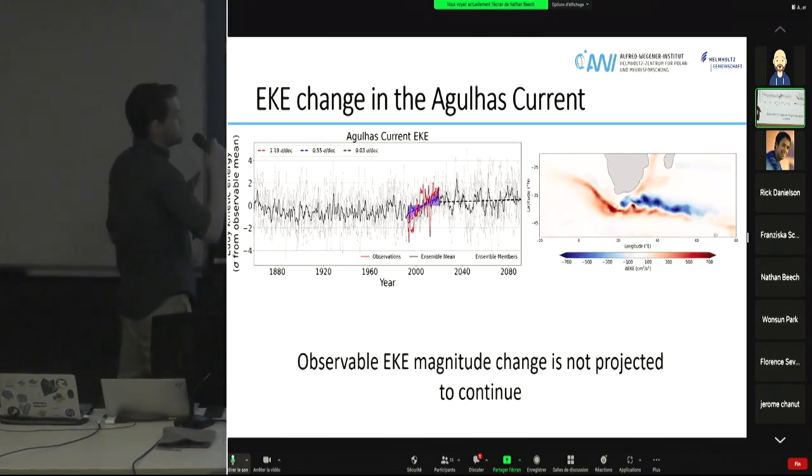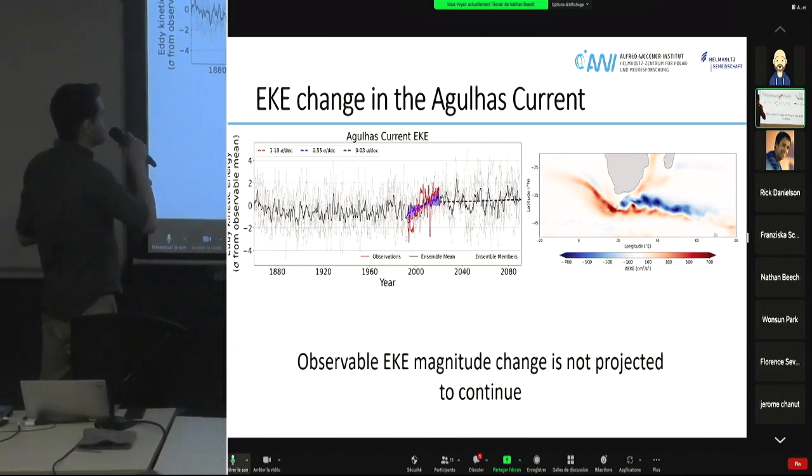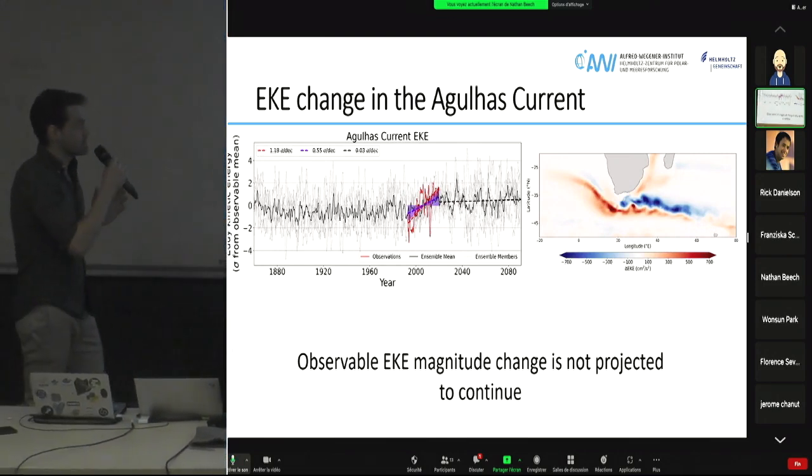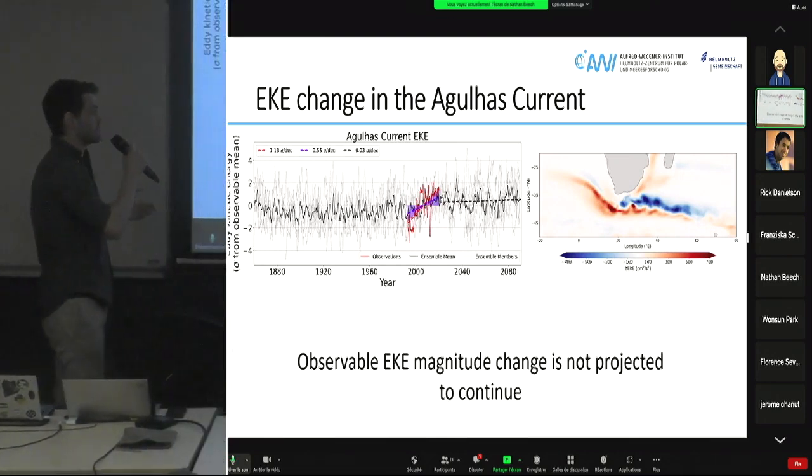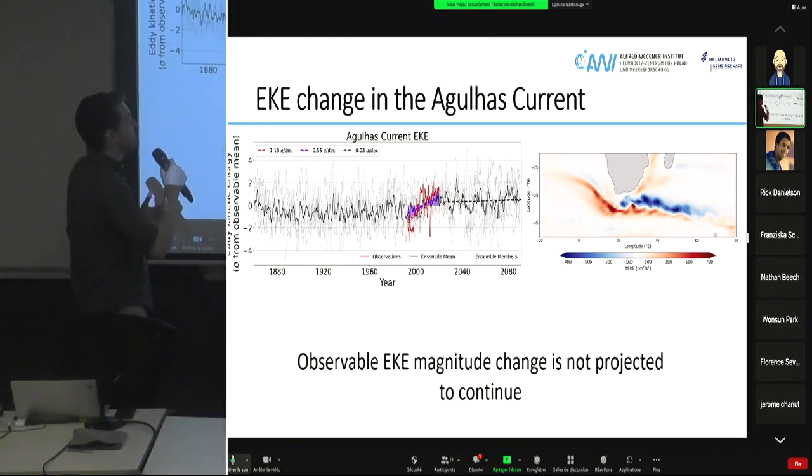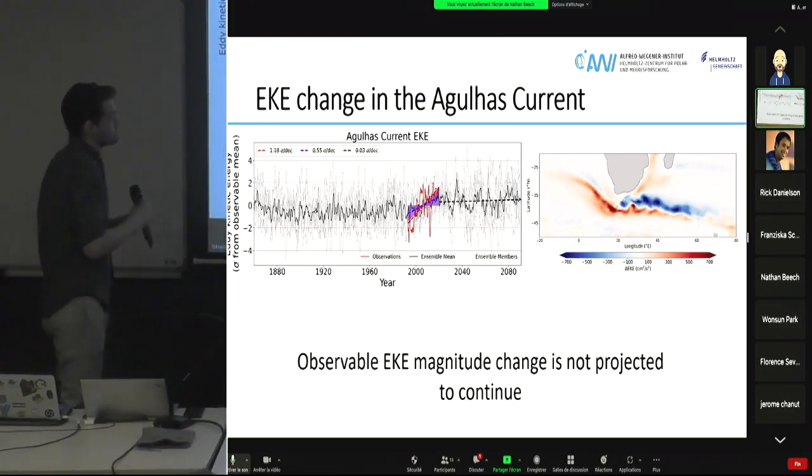Another interesting feature here is that both the modeled and observed data sets seem to agree that there is an increase in eddy activity during the altimetry era, but we do not project that to continue.